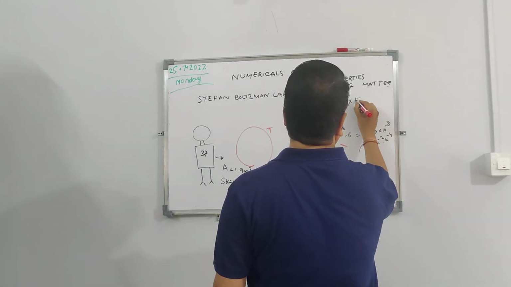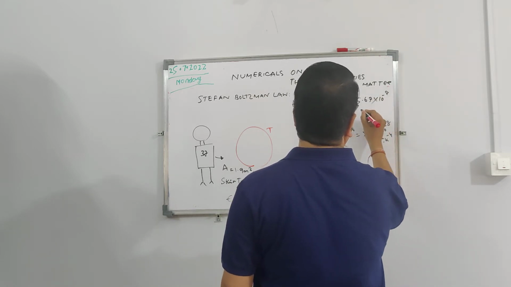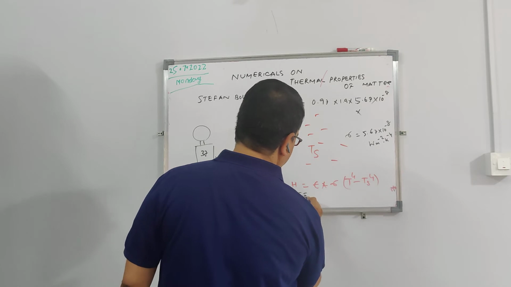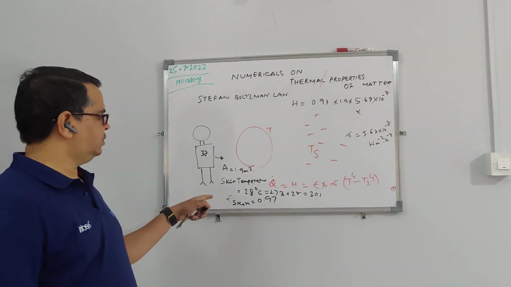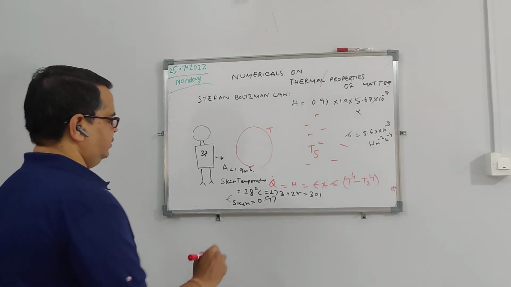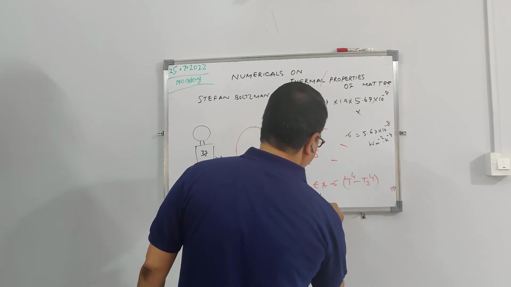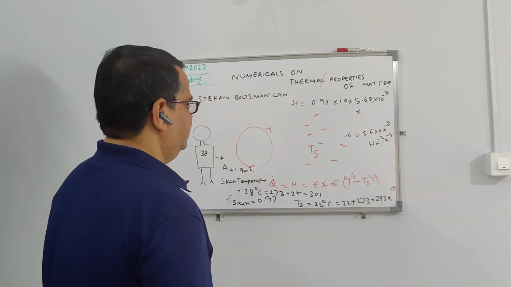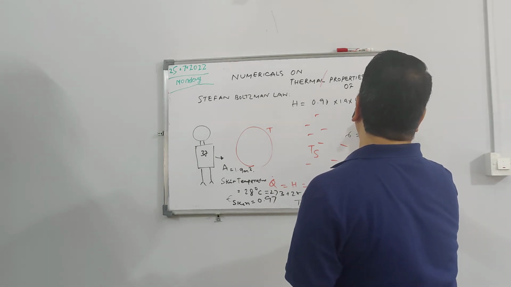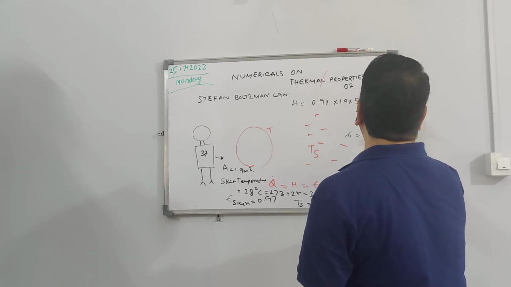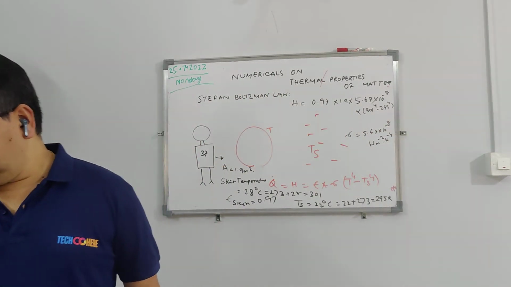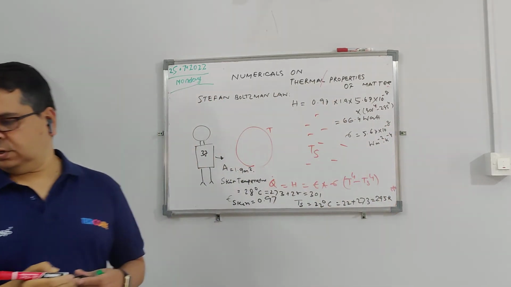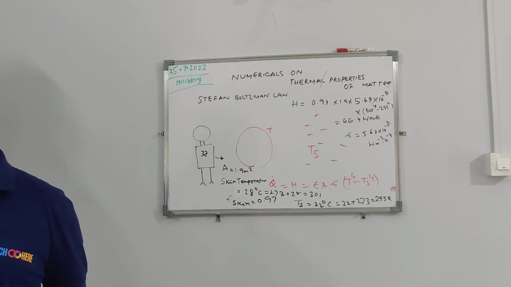Sigma is 5.67 into 10 to the minus 8. Then your body temperature is 28, which is 273 plus 28, equal to 301 Kelvin. And the surrounding temperature, it is winter, and the surrounding temperature is 22 degrees. So Ts is 22 degrees centigrade, which is 22 plus 273, equal to 295 Kelvin. By replacing this, 301 to the power 4 minus 295 to the power 4, and solving, you will find it to be 66.4 watt. So this much heat our human body is radiating.